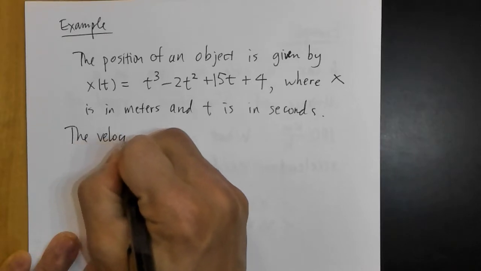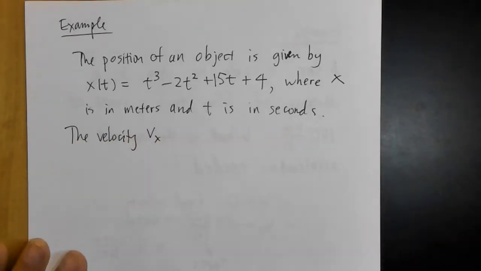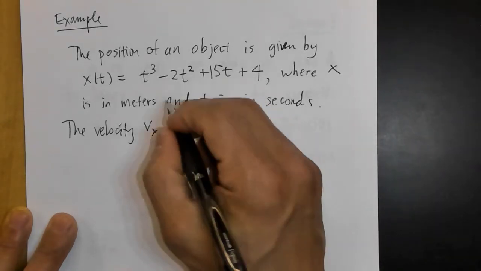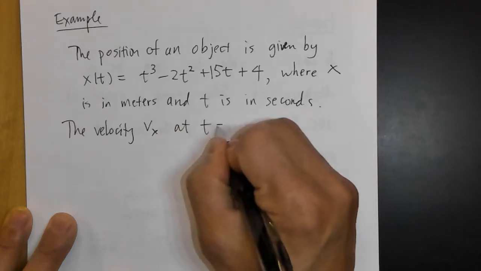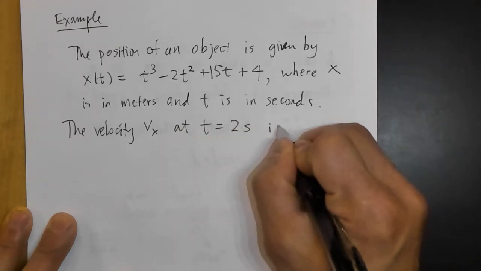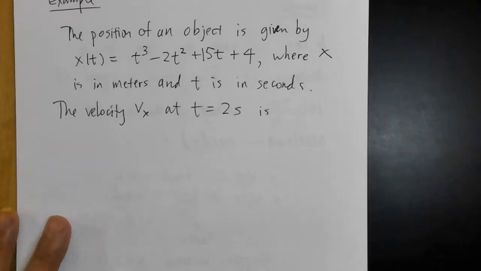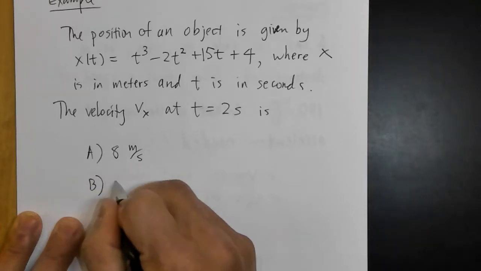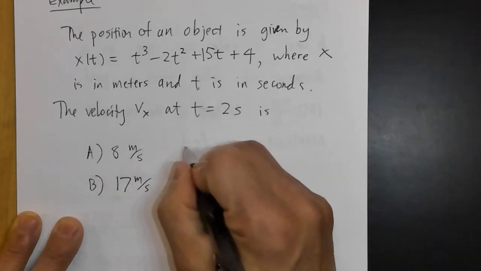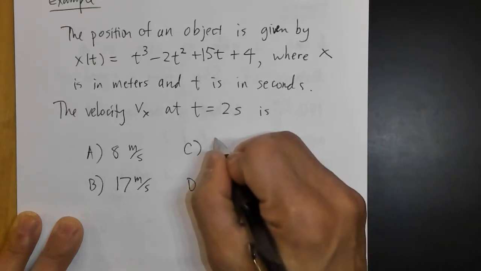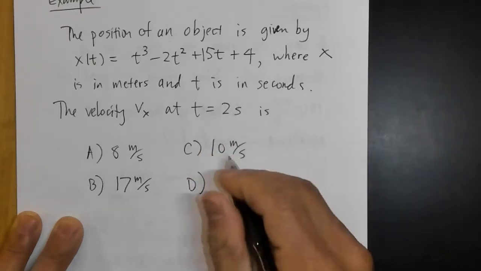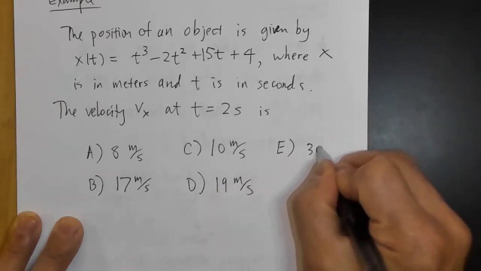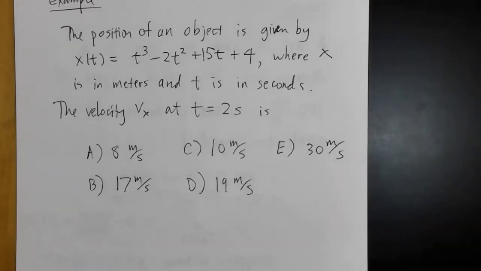The velocity, let's say the vx for the x component, Vx at t equals 2 seconds is what? I have to give you some choices. A is 8 meters per second, B 17 meters per second, C is 10 meters per second, D is 19 meters per second, and E is 30 meters per second. I'll open up polling now.